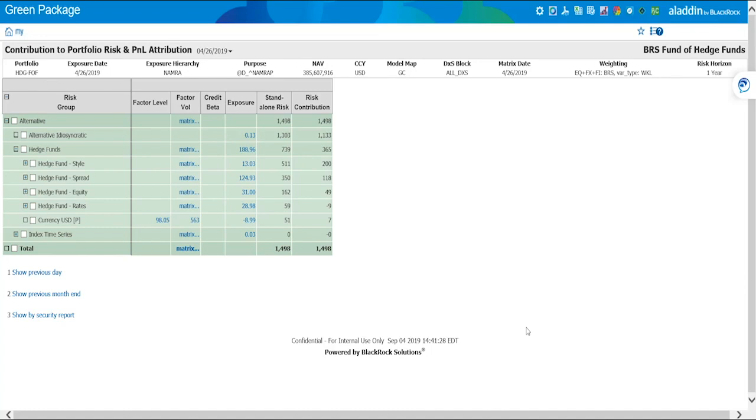The fixed income and equity risk models on Aladdin are covered in corresponding asset class specific user videos. So here we will discuss the suite of alternative risk models offered on Aladdin. Aladdin provides model coverage for hedge funds, private equity, infrastructure, private real estate, and commodities.